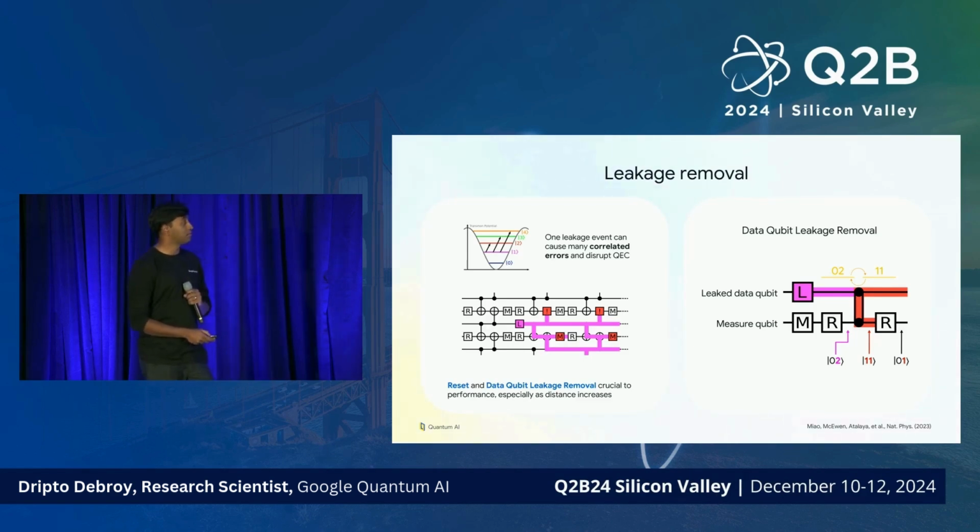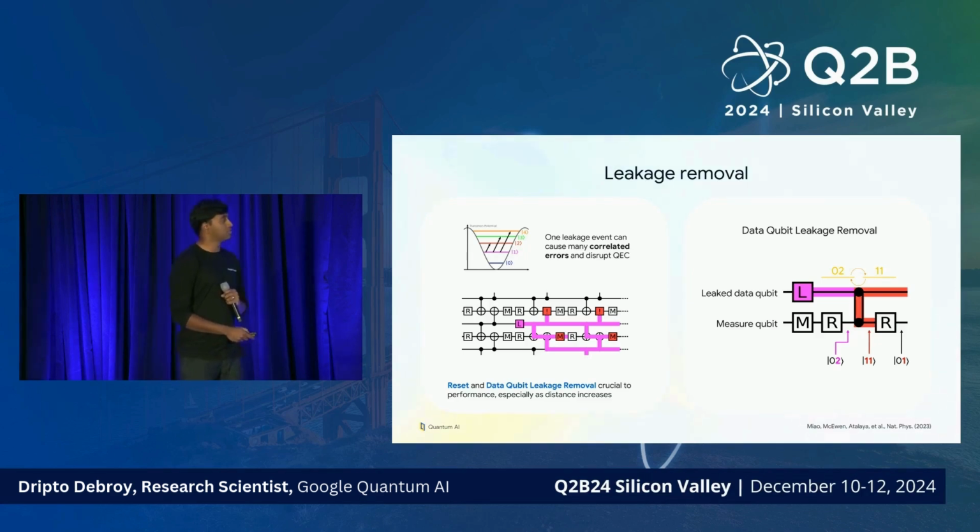So reset means that this problem is kind of limited on our measure qubits, but data qubit leakage is really concerning because it just sits there and spits phase errors all over your device. So we developed this technique called data qubit leakage removal. This paper here discusses the specifics of how we did it.